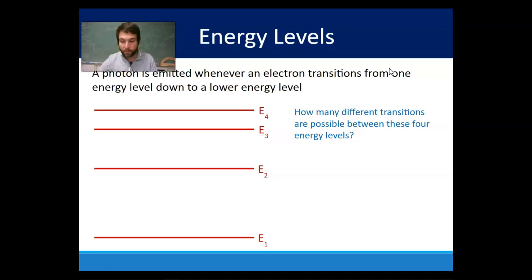How many different transitions are possible between these 4 energy levels? Here we go. I warned you about this, right? So in between these 4. Well, the first thing I'm going to do is take the big one. We're going to start at E4, and it's going to go all the way down. And then it might go here to here, and then here to here. That takes care of 3.